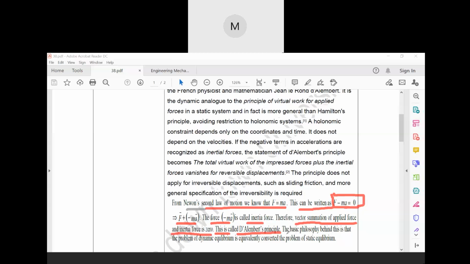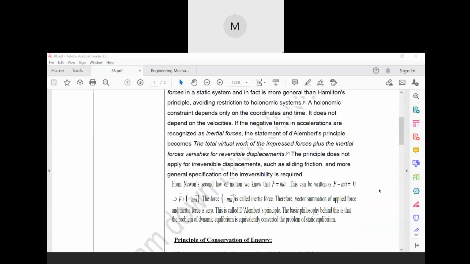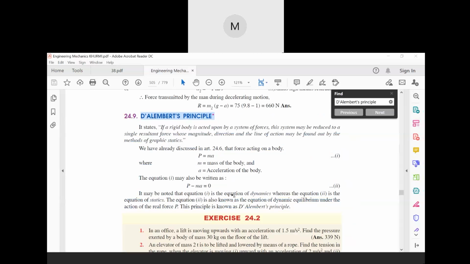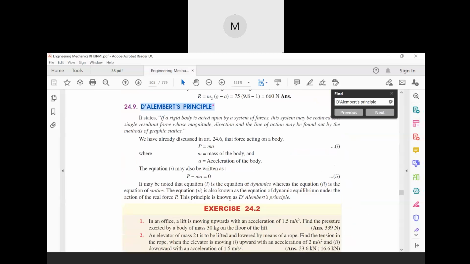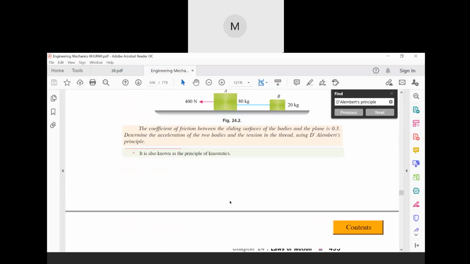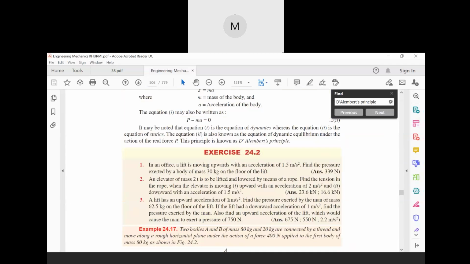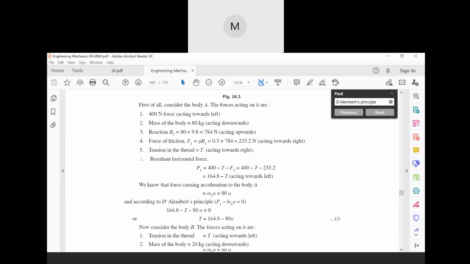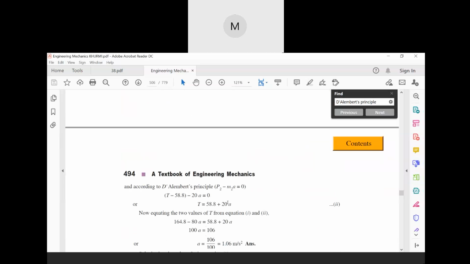So the basic philosophy behind this is that the problem of dynamic equilibrium is converted to a problem of static equilibrium. So basically, in D'Alembert's principle, this thing only exists. Okay. So after that, we'll solve certain numericals from the next class.